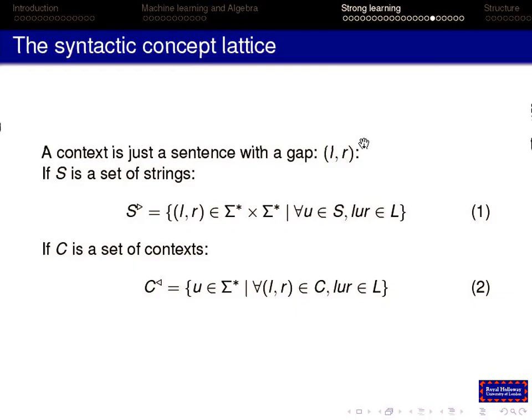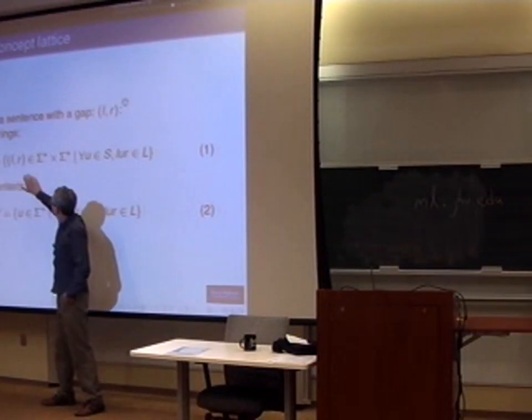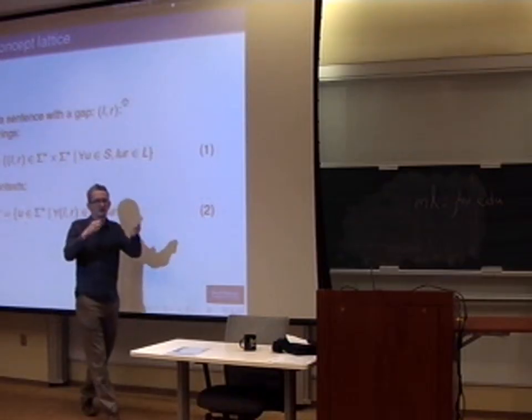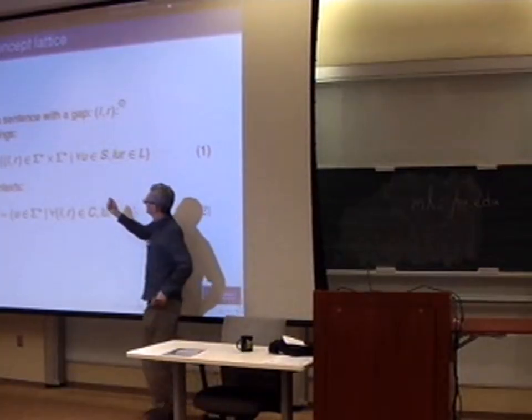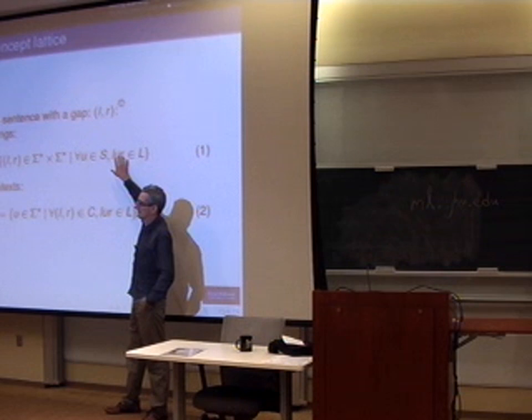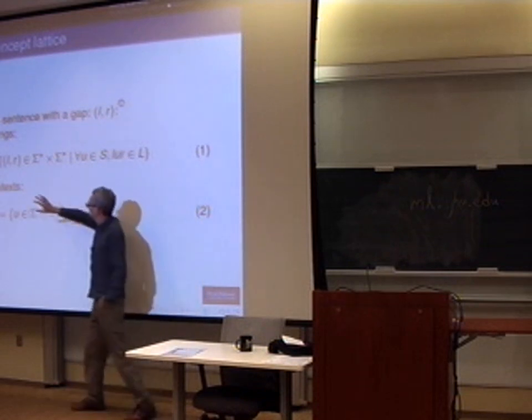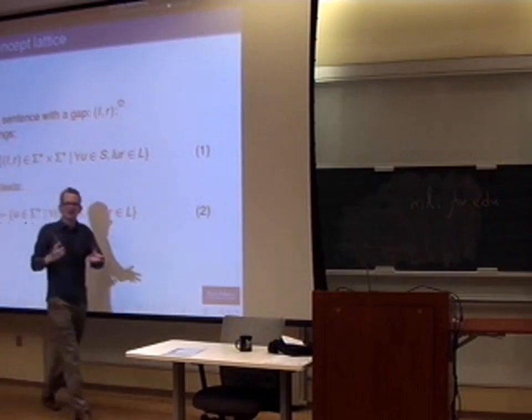Now I'm going to define the same structure using distributional terminology. If S is a set of strings, we can consider the set of contexts, where a context is just an ordered pair of strings, or equivalently a sentence with a gap. We consider the set of contexts such that all of the elements of S can occur in that context. In a sense, this is the distributional property of this set of strings.